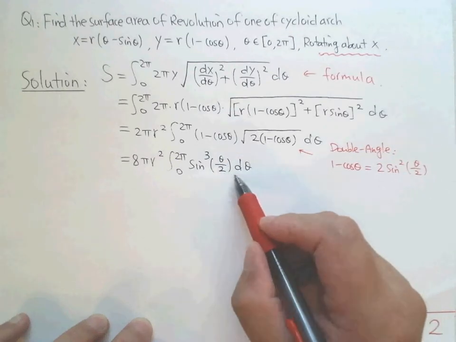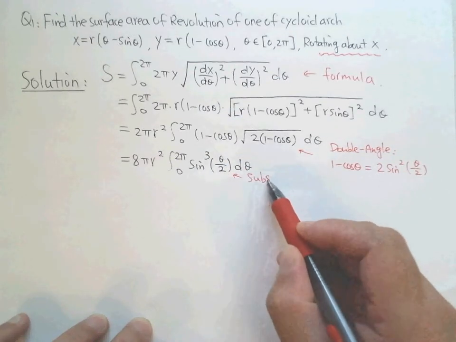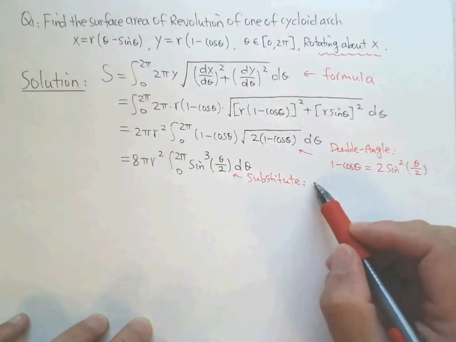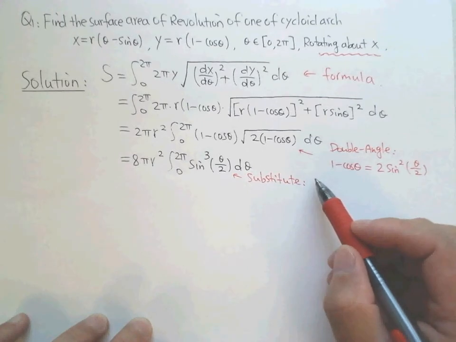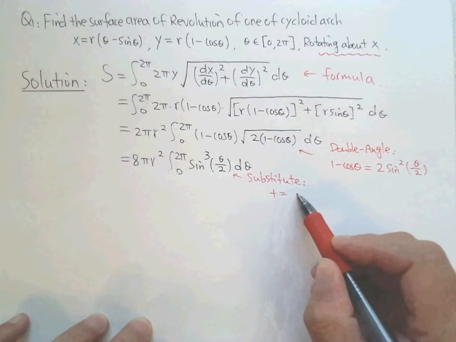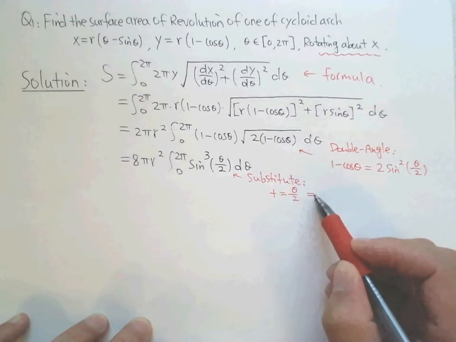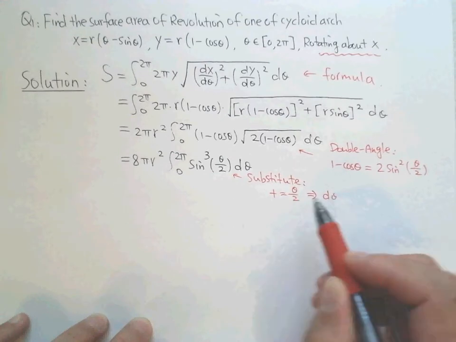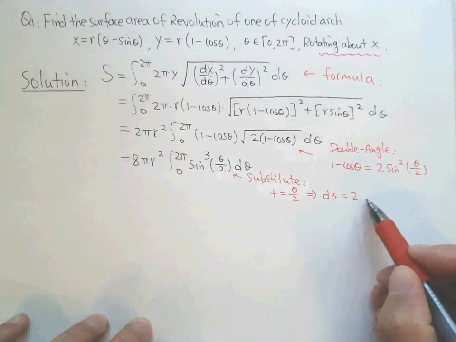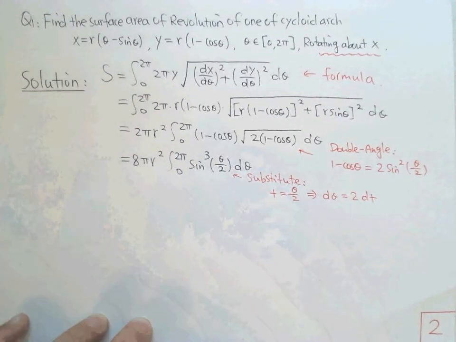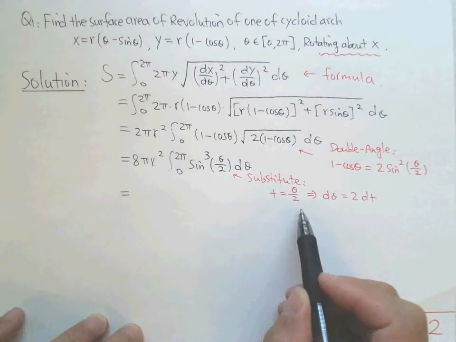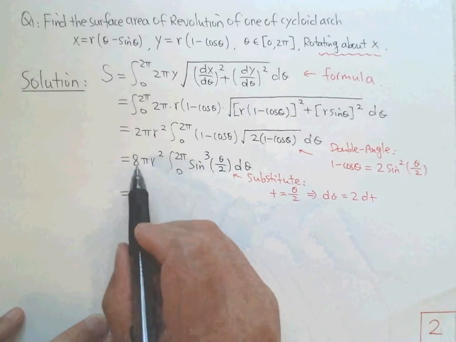We use t equals theta over 2. It's okay, so we use this substitution. Let me put it here: t equals theta over 2. Therefore we need d theta, right? So d theta is 2 times dt. Plug this substitution in. What do we have? d theta goes to 2.